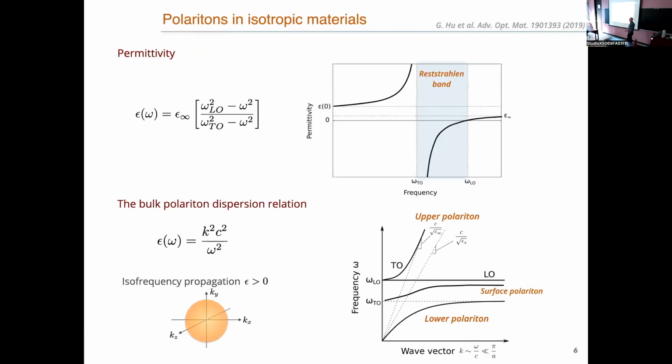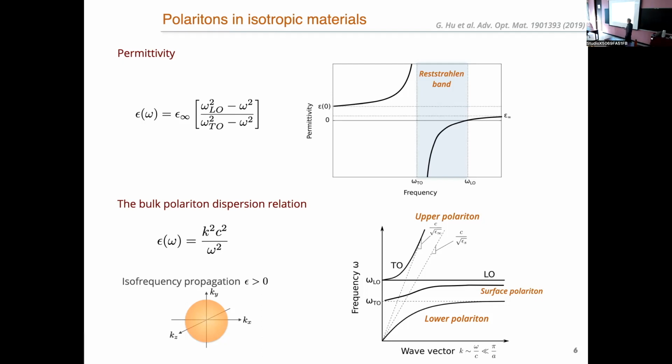Okay, but let's talk about the propagation of polariton inside first the most simple material, a bulk isotropic material. And to analyze the propagation, we need to first look at the permittivity in the vicinity of these phonons inside the material. These phonons are characterized by these two frequencies, TO and LO. Now, below TO, the permittivity is positive, and as we go close to the TO frequency, it sharply increases. It becomes negative in between these two frequencies. This is what we call the reststrahlen band.